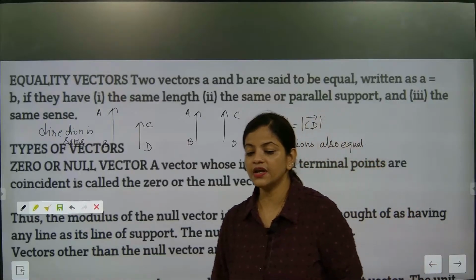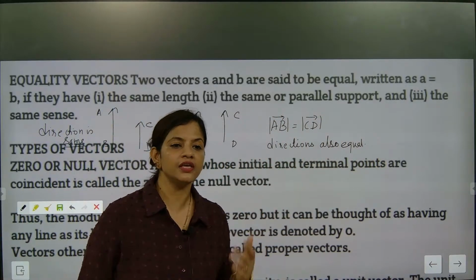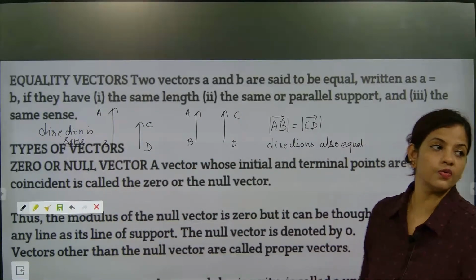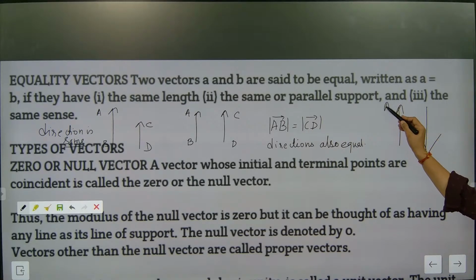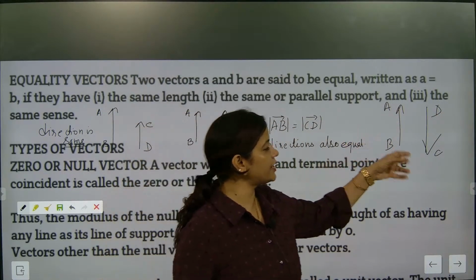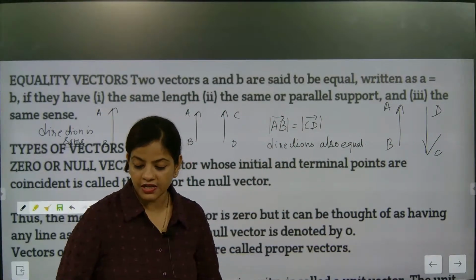Understood? Equivalent vectors means they will not be equal. Unequal vectors means the direction also will not be equal. So when unequal vectors are there, this is one vector, this is another vector. You see, this part is considered as AB and this part is considered as CD. So AB vector and CD vector, specifically, their directions are opposite.